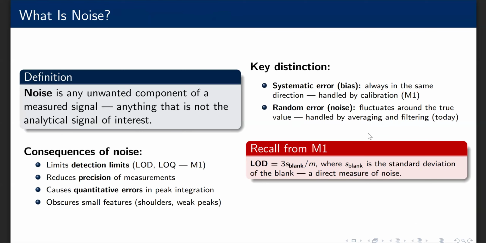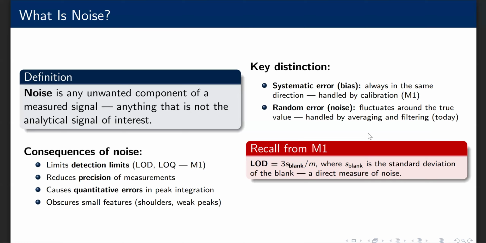Okay, so what is noise? Noise is anything in the measured signal that isn't analytical and isn't a signal of interest. That's a broad definition because it's pretty much context dependent. The 60 hertz power line is noise to a chemist. It's the signal to an electrician. The consequences of noise are serious.